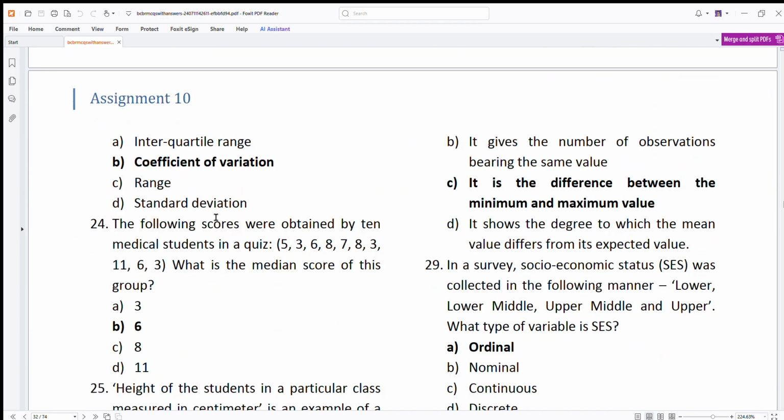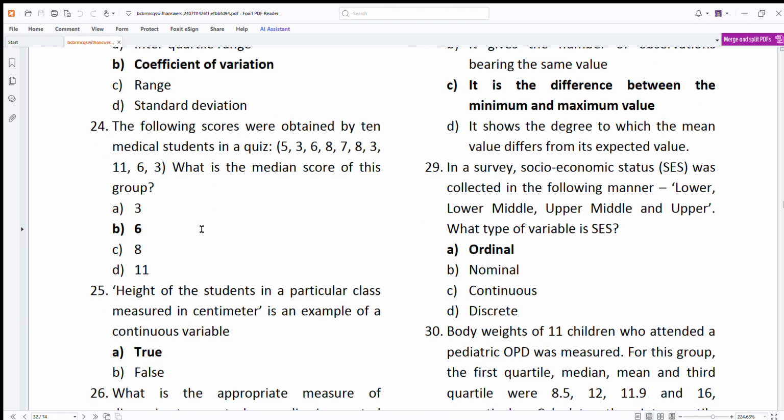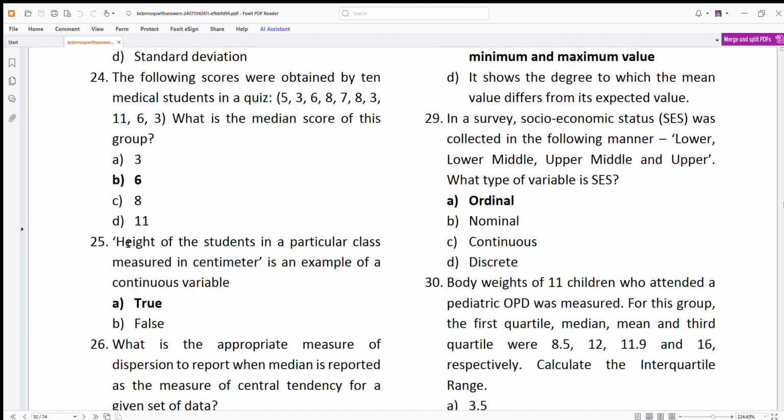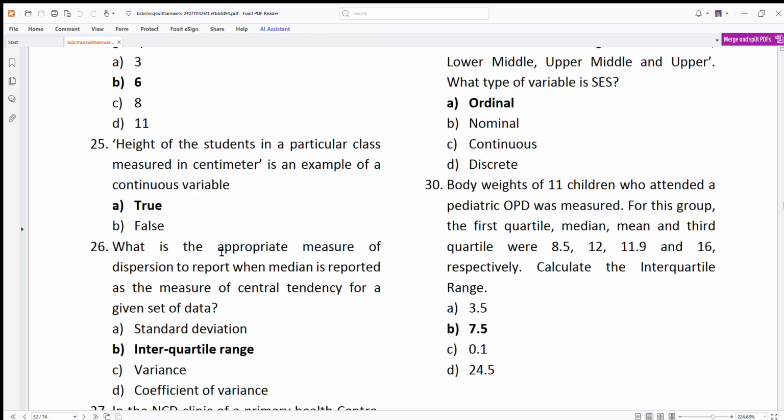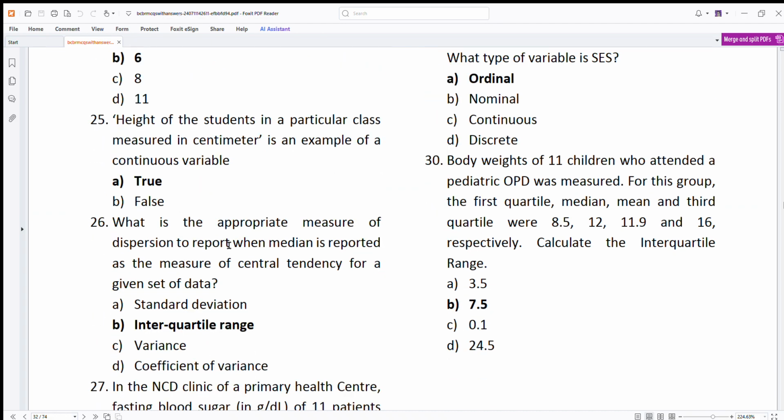Scores obtained by 10, what is the median score? Yeah, 6. Correct. Height of students in a particular class measured in centimeters is an example of continuous. What is the appropriate measure of dispersion to report when median is reported as a measure of central tendency? Interquartile range. Median tells you the 50%, so corresponding to that is interquartile range.